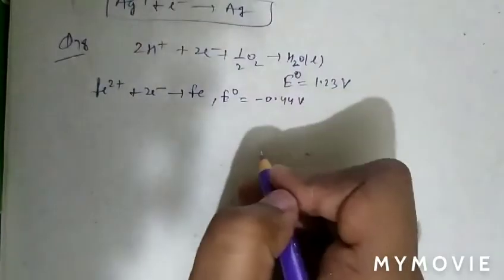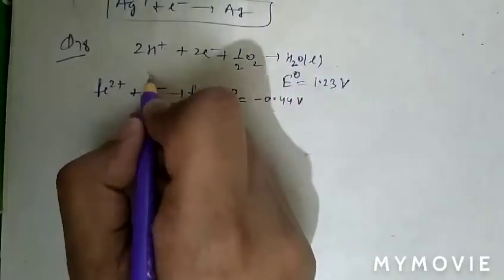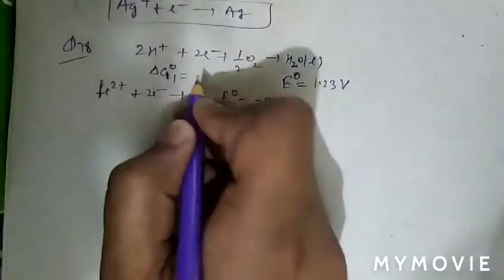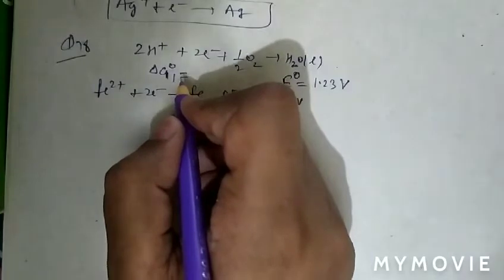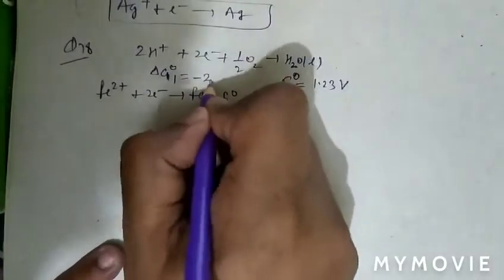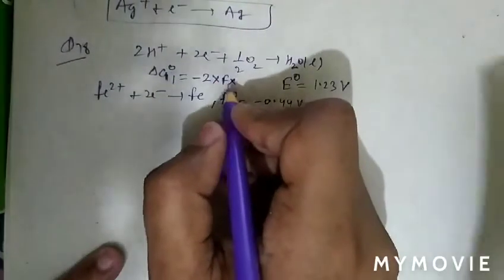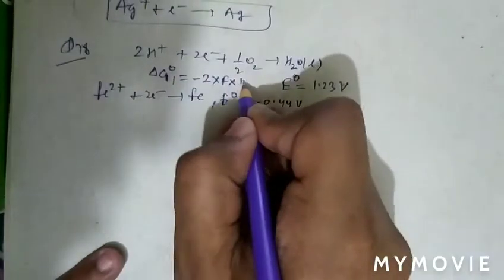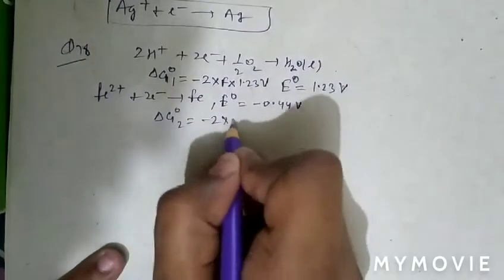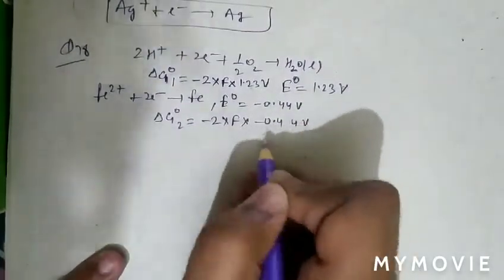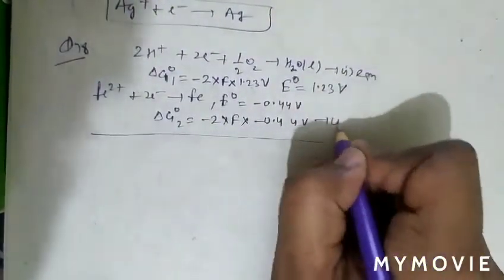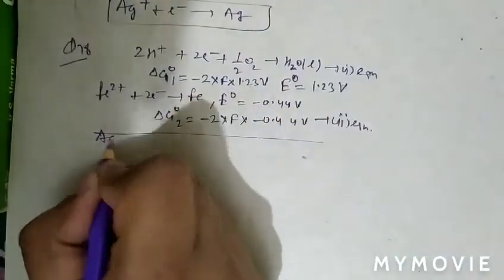When we add these two reactions, delta G for this reaction will be delta G naught 1, where the number of electrons in this reaction is 2. So we can say that it is minus n into F into the value of E naught, which is 1.23 volt. Again, delta G naught 2 for this reaction is minus 2 F and E naught cell is minus 0.44 volt. Now add 1 and 2, the first equation and the second equation.